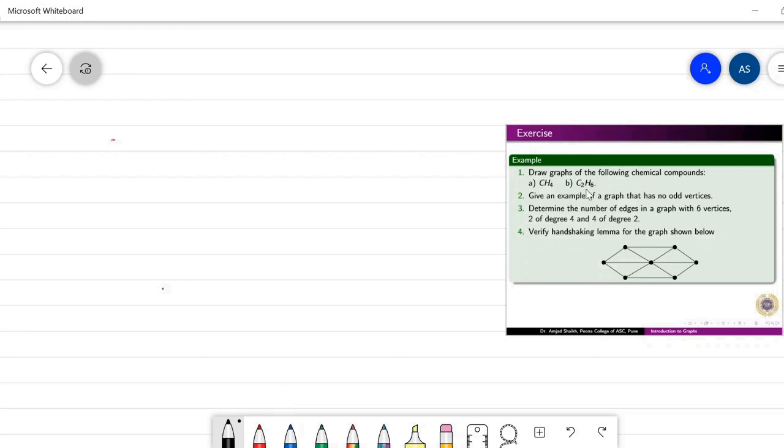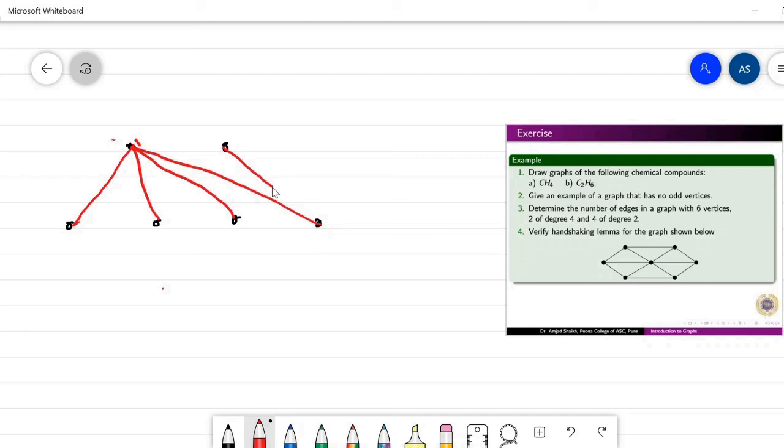So consider the third example: determine the number of edges in a graph with 6 vertices, 2 of degree 4 and 4 of degree 2. For this we take 6 vertices and join them by edges. This is the first one, then from this vertex we draw here, and again we join this vertex here, then these 2 vertices are joined to this vertex, and that's it. So you observe these 2 vertices of degree 4 and these 4 vertices of degree 2. This way we can draw a number of graphs of this type.